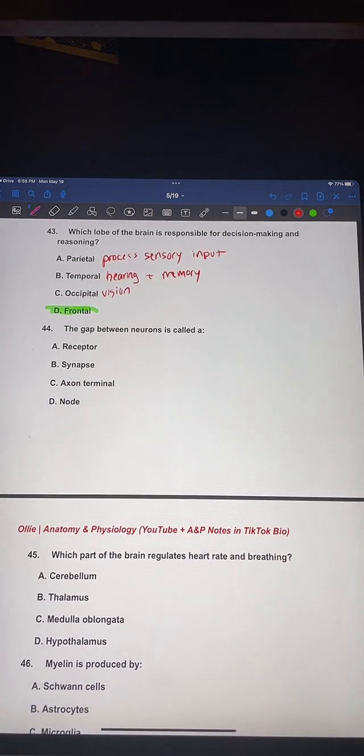Number 44, the gap between neurons is called a what? The gap between neurons is called the what?